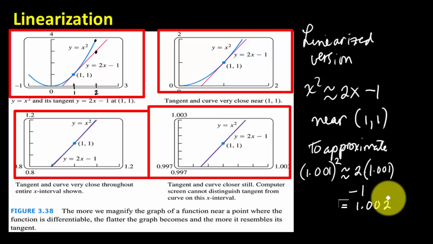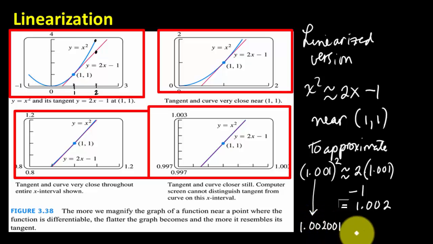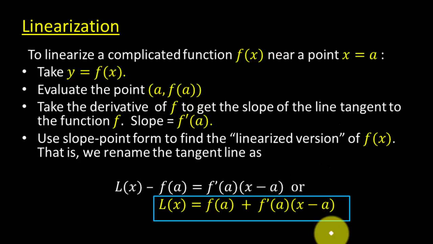1.001, and then we square it. What do we get? This one is exactly equal to 1.002001. And that means, wow, that is really a good approximation to this number. Because what is their difference? The difference, in absolute value, would be 0.00001. Wow, that is really a good approximation. So you see, the linearized version is a good approximation whenever you are in a local area.